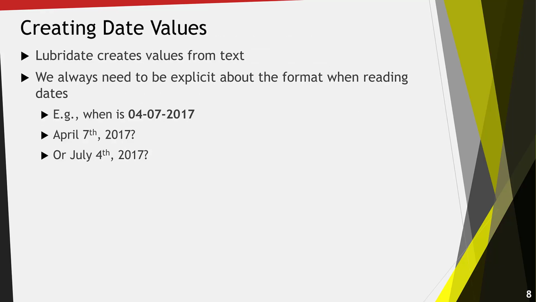So how do we use Lubridate? It creates values of dates, times, or date times from text. Because there's more than one way to represent a specific date in text form, you always need to be explicit about the format when reading dates. So for example, if I have the piece of text 04-07-2017, does this mean April 7th, 2017? Or does it mean July 4th, 2017? These are both perfectly valid interpretations of that date, and so you need a little bit more context to get it right.